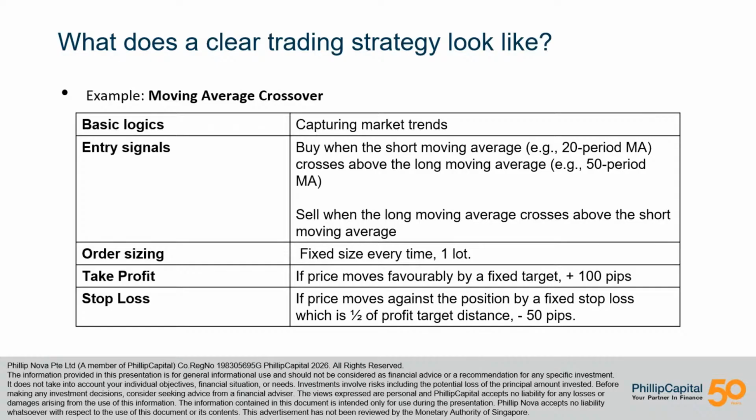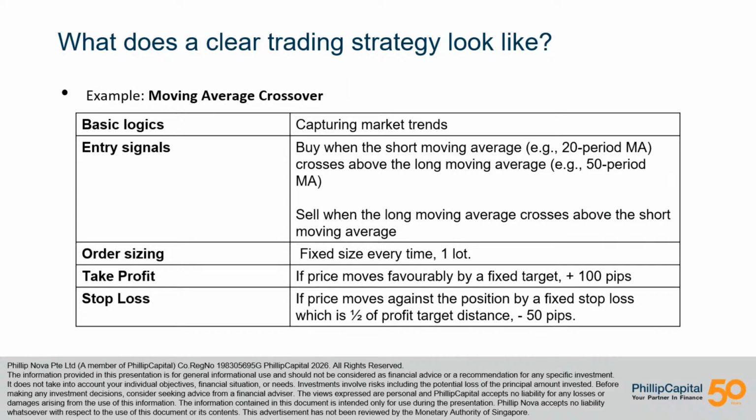And then what's a trade entry signal? So when do we enter a trade? Here you can see the definition. We buy when the short moving average, for example the 20 period MA, crosses above the long moving average, for example the 50 period MA. And conversely, we can sell when the long-term moving average crosses above the short-term moving average. A very simple idea here, but very clear rules.